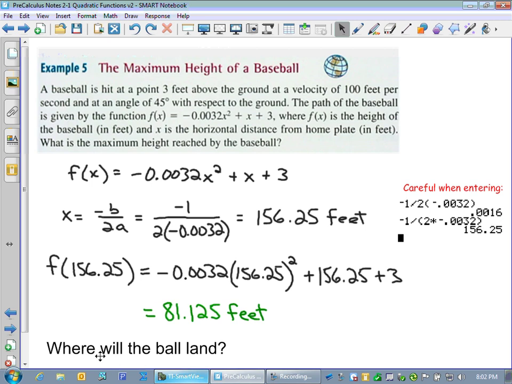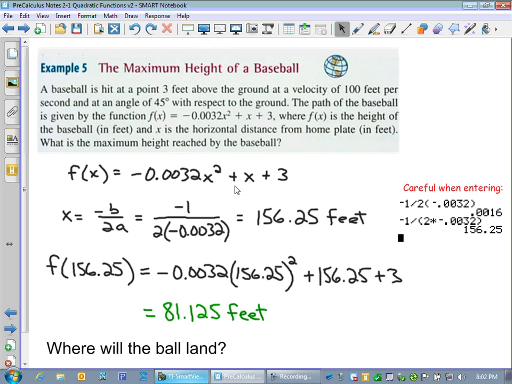I also want to know, where will the ball land? So when the ball lands, the idea here is that when the ball does actually land, think about our parabola again. When the ball lands, it's going to hit the ground, which means the height will be 0 when the ball hits the ground. So f of x will be 0.